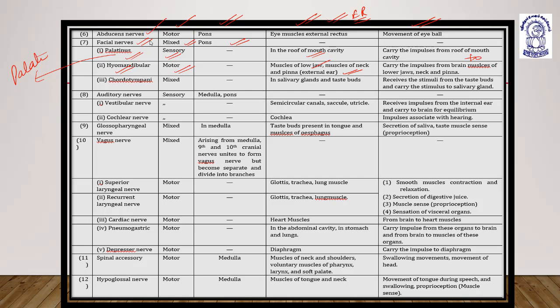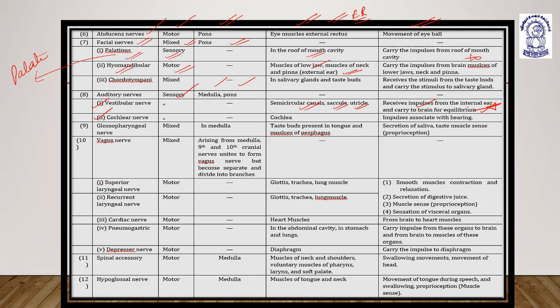Then comes the auditory nerve. Auditory nerve is sensory in nature. The origin is the medulla or pons. Then it has two further parts, vestibular nerve and cochlear nerve. Vestibular nerve supplies the semicircular canals, saccule and utricle of the internal ear. It receives the impulses from the internal ear and carries them to the brain for equilibrium.